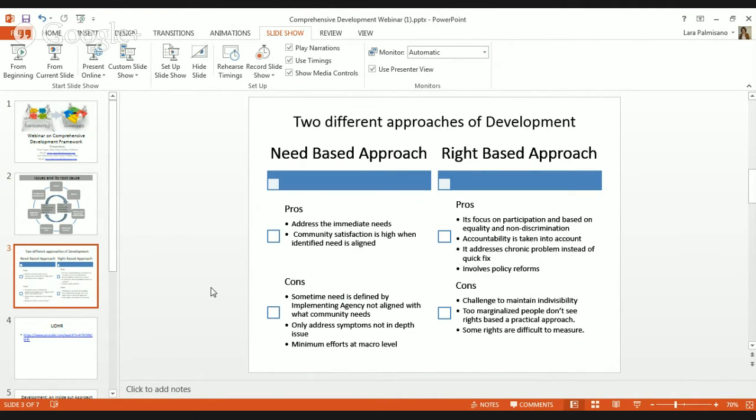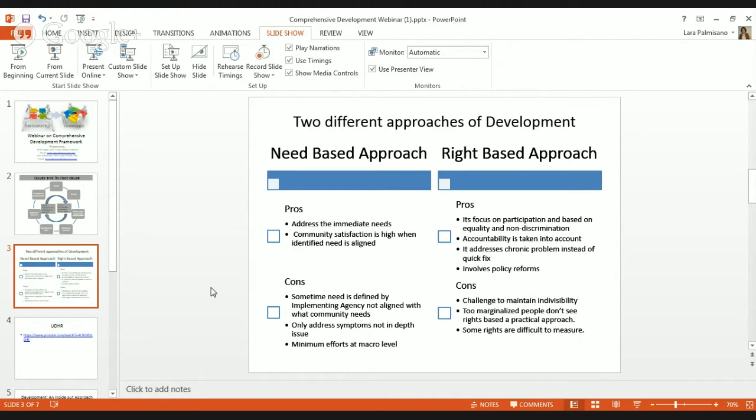We can talk about two different approaches to development, a needs-based approach and a rights-based approach. The needs-based approach is particularly needed in emergency situations. Let's think, for example, of a hurricane that destroys a region. Relief, health, and food support should be the first aid to provide. The needs-based approach should not be the regular approach in post-emergency or development circumstances.